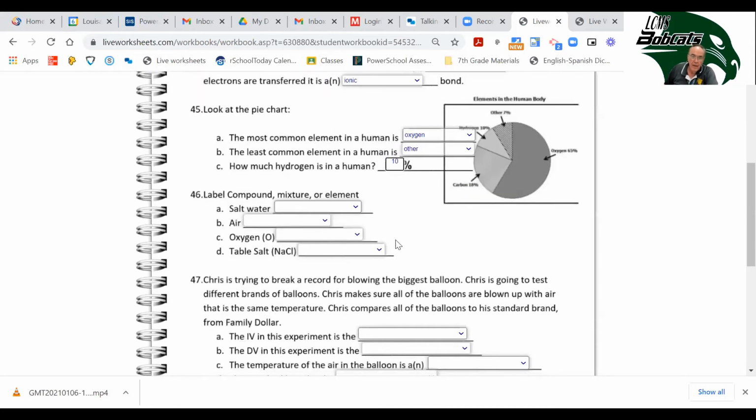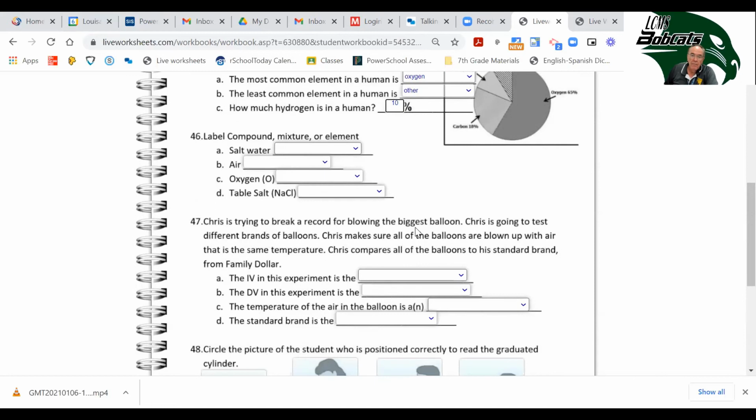That's right. Okay. Label each as a mixture, element, or a compound. Salt water is a mixture. It's a mixture of salt and water. Air is a mixture of a bunch of different gases. There's oxygen, CO2 you're exhaling. Okay, the atmosphere is mostly nitrogen, so you know there's at least 3 gases. Oxygen, which has a symbol, is an element. Table salt, which has a formula, is a compound.